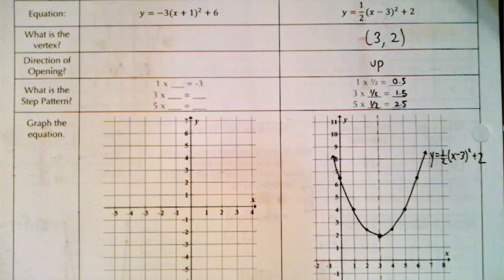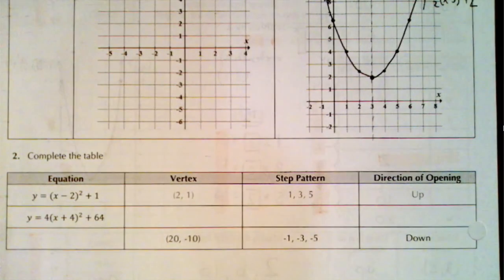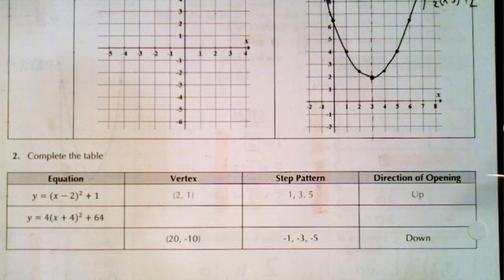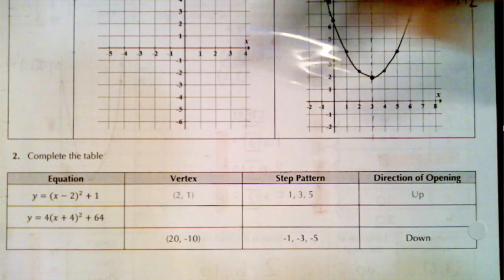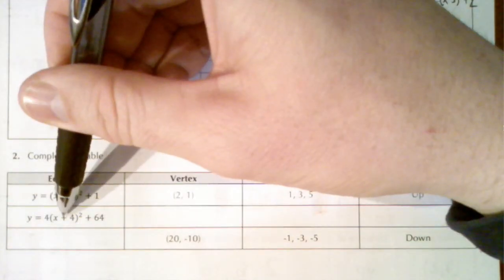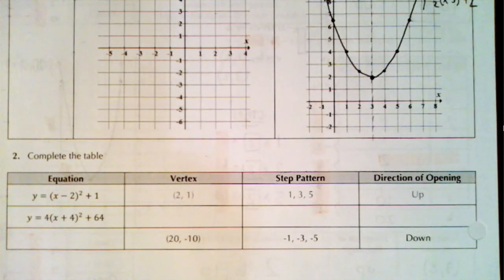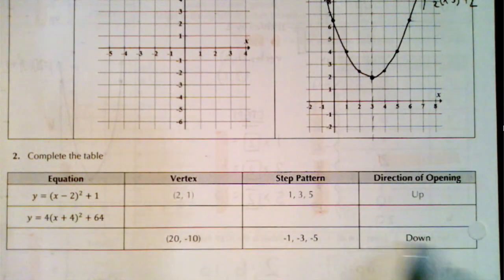So what we should be able to do from an equation in order to graph these is we need to be able to look at the equation, identify the vertex, the step pattern, and the direction of opening. So let's give it a shot. I have a completed one here. What I would like you to do is to try to pick out the vertex, the step pattern, and the direction of opening of this equation. What I'm going to show you is how to go backwards. So you can try this one on your own. We're going to use this one. A vertex, a step pattern, and a direction of opening, and we want to be able to build the equation.